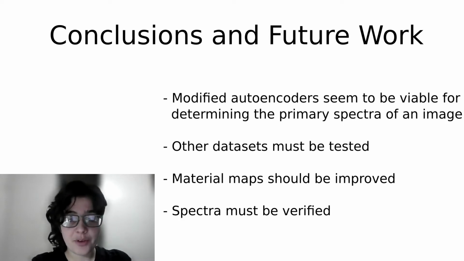And finally, it must be determined that the spectra produced are actually similar to spectra likely to be found in the image. For example, if a scene contains carbon, one of the spectra should be somewhat similar to the carbon spectra. Hopefully, these next steps will result in the development of a model that can reliably be used to predict the three primary spectra of any hyperspectral scene with a high degree of accuracy.